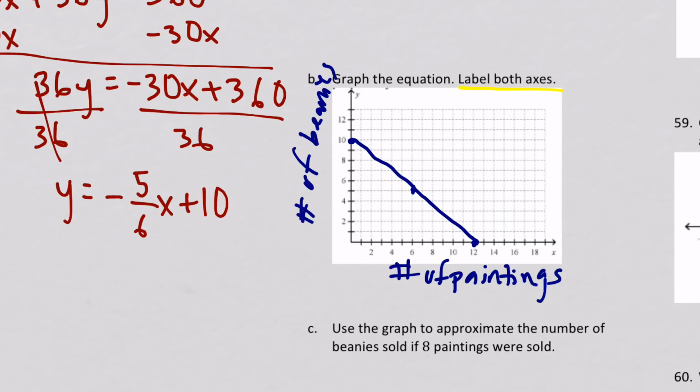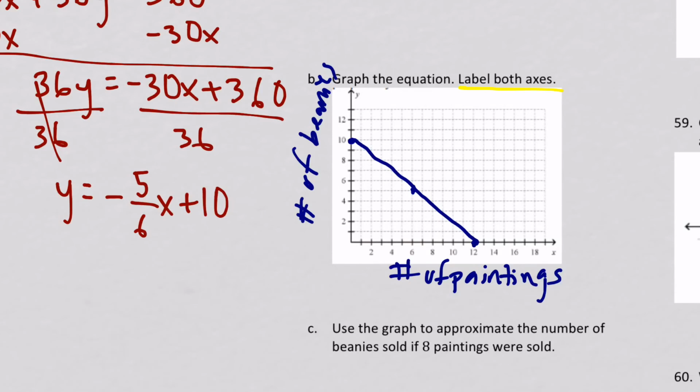Okay, and part C says use the graph to approximate the number of beanies sold if 8 paintings were sold. So basically, what happens if 8 paintings, this one represents paintings, what happens if 8 paintings were sold? Approximately how many beanies does that mean? So what you do is you got to find 8 on the x-axis, because that's paintings, and then go up until you reach your line and approximate what that is, what that means in terms of beanies.